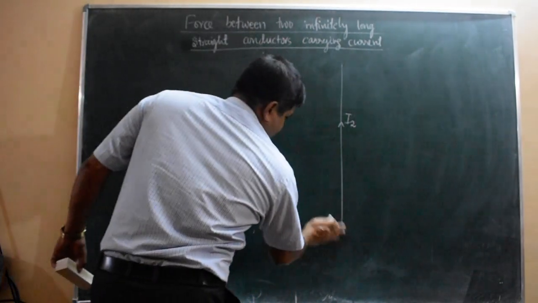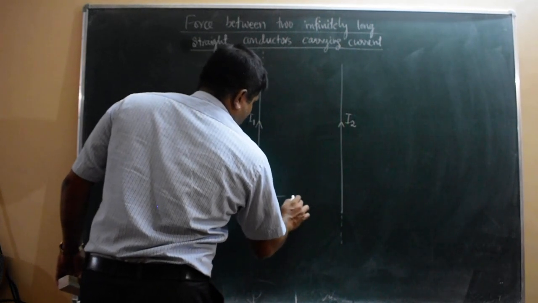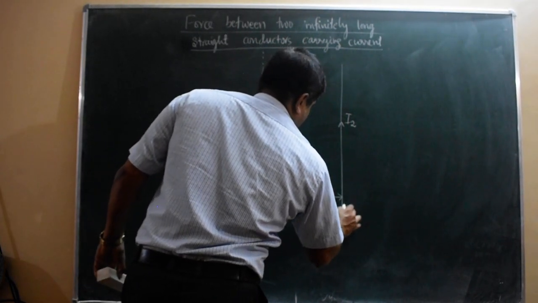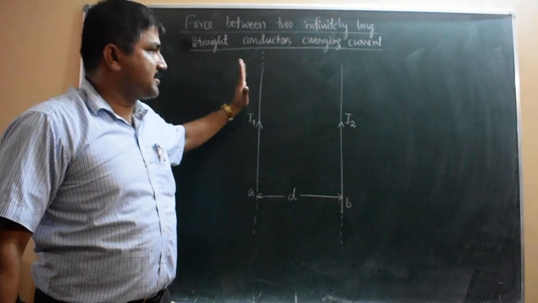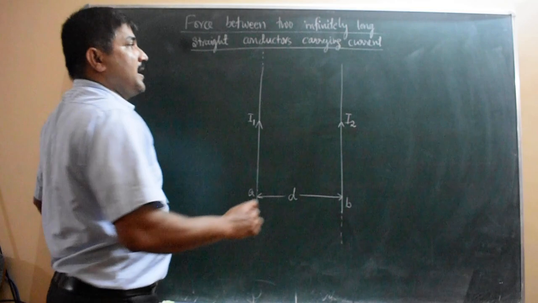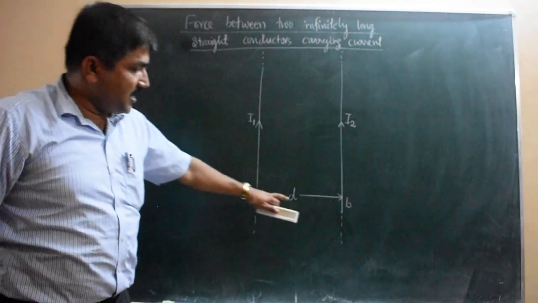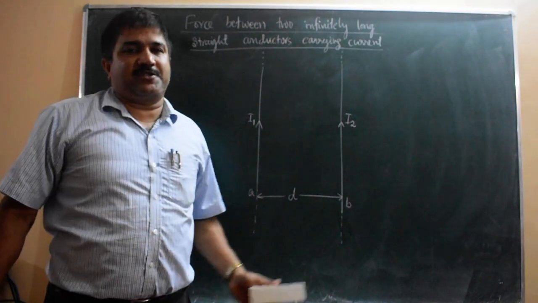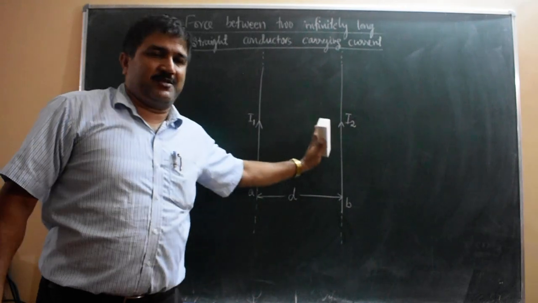Let the separation or distance between the two conductors be D. So let A and B be two straight conductors, infinitely long, carrying currents I1 and I2 respectively. Let D be the separation between the two conductors. First I will take the two conductors carrying current in the same direction.